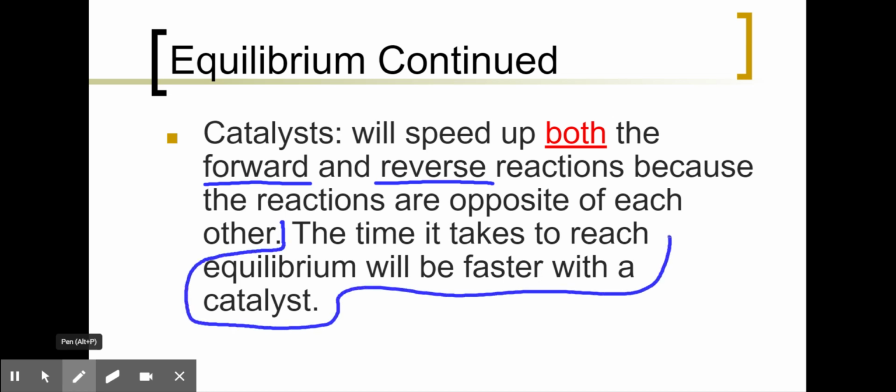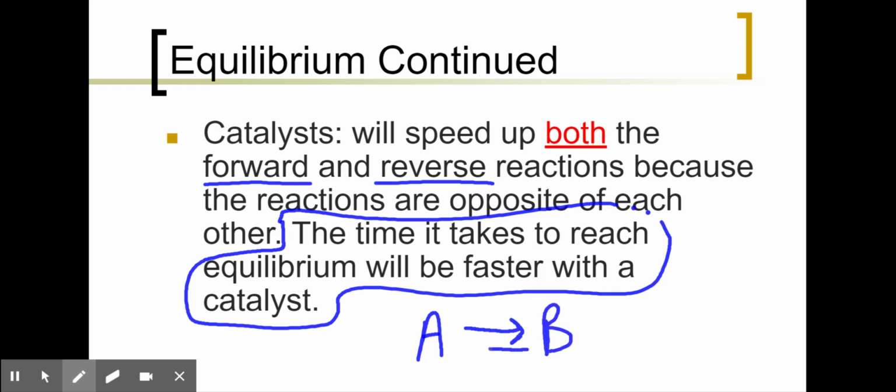So let's say we start reacting some stuff, and initially one reaction is going to go faster. So like if we're going from our A to B example, I put A in the container, and let's say that it starts turning into B. Well, as B starts to form, then it starts turning to A. And if I throw a catalyst in there, it's going to get to equilibrium faster.